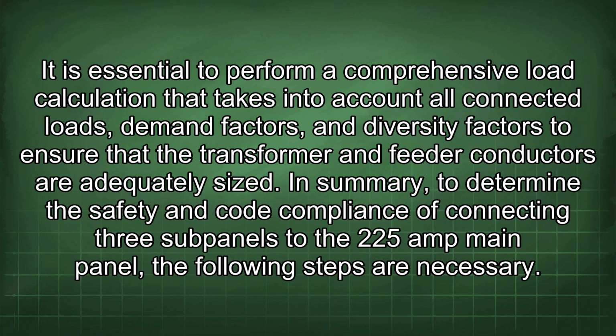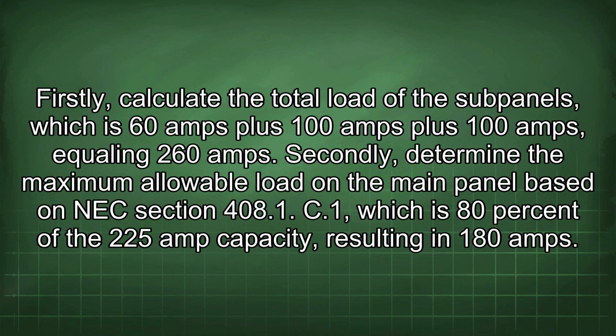In summary, to determine the safety and code compliance of connecting 3 subpanels to the 225 amp main panel, the following steps are necessary. Firstly, calculate the total load of the subpanels, which is 60 amps plus 100 amps plus 100 amps, equaling 260 amps. Secondly, determine the maximum allowable load on the main panel based on NEC section 408.1 C1, which is 80% of the 225 amp capacity, resulting in 180 amps.